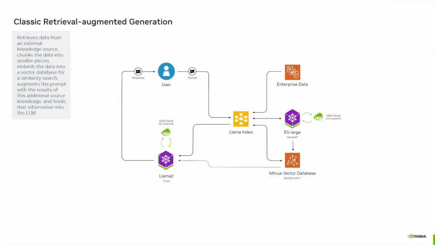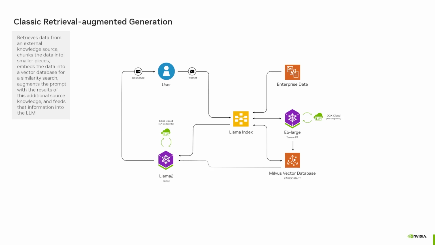There are many different approaches to constructing a RAG pipeline. Let's take a look at 3 examples. Classic RAG or naive RAG simply retrieves data from an external knowledge source, chunks the data into smaller pieces, embeds the data into a vector database for a similarity search, augments the prompt with results of this additional source knowledge and feeds that information into the LLM.